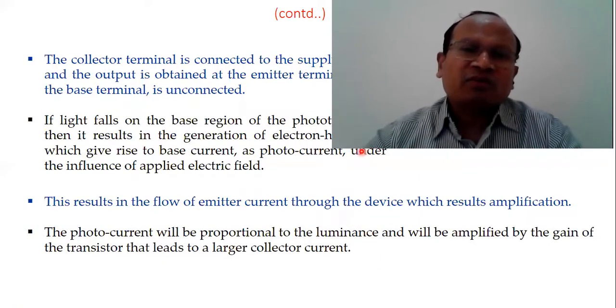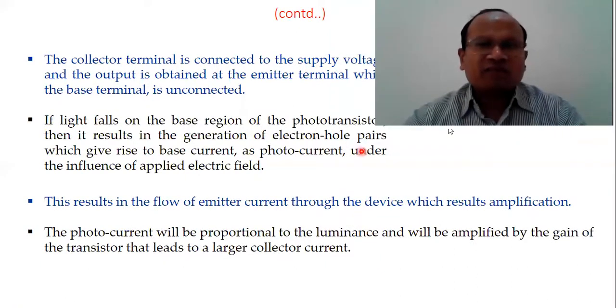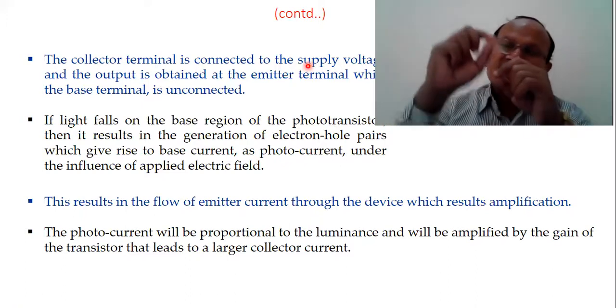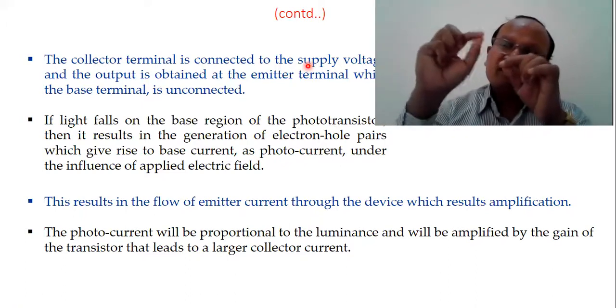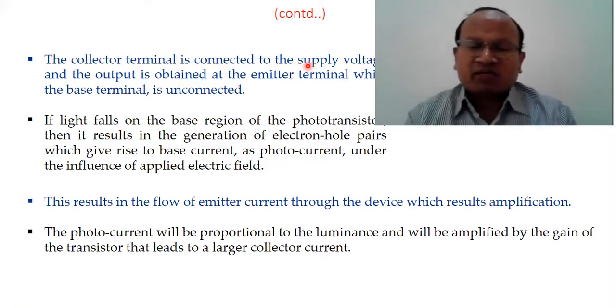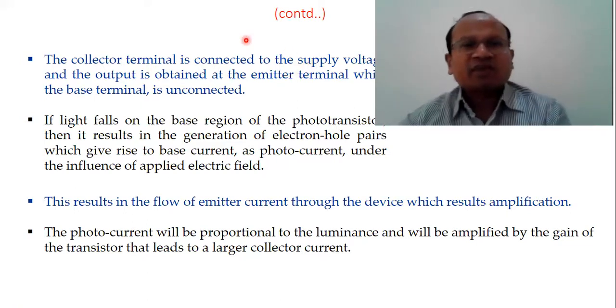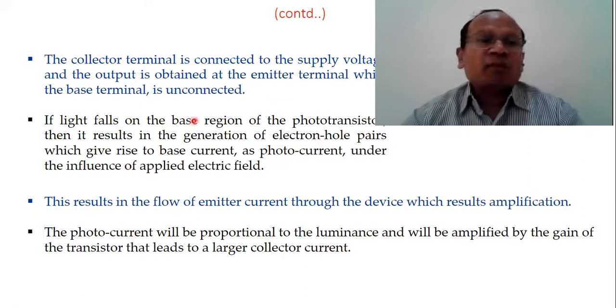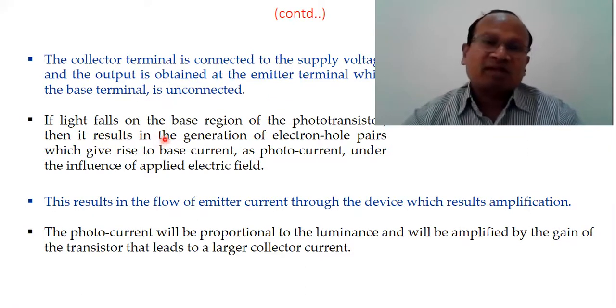So now we are discussing the working principle. The collector terminal is connected to the supply voltage. We have seen in the construction that generally, in NPN, plus VCC is connected with the collector terminal. So the supply voltage is connected with the collector. Output is obtained at the emitter terminal, while the base terminal is unconnected in a phototransistor. If light falls, what is the next phenomenon?